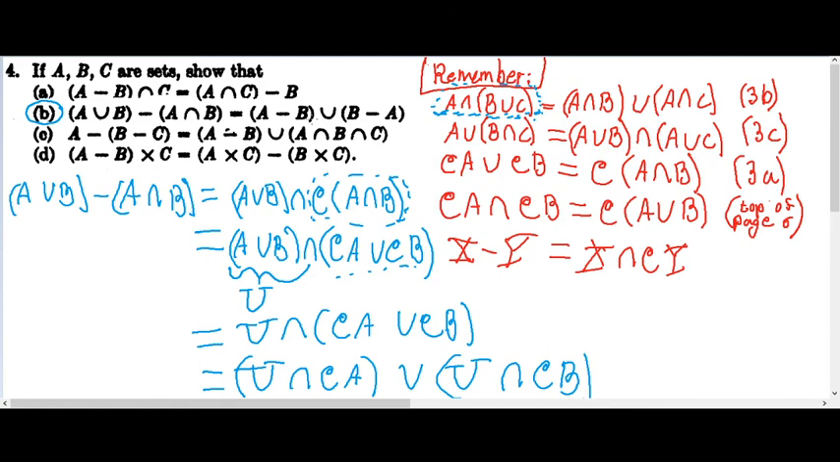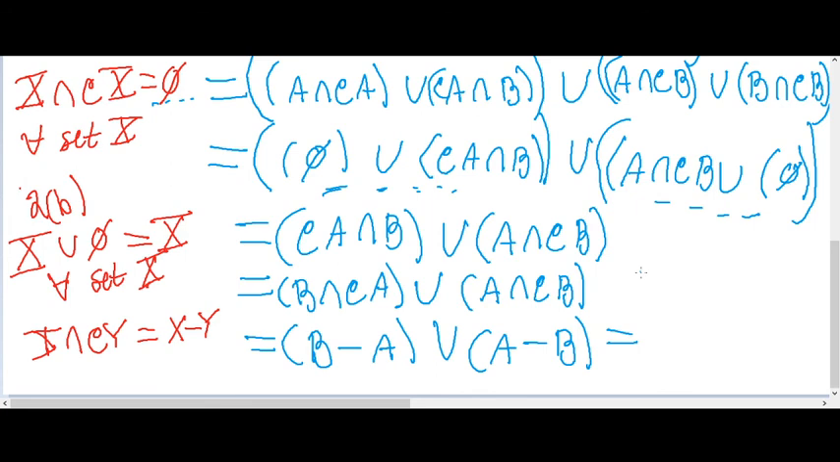And we're done here. I could say one more thing. Unions are also commutative, and I'll leave that proof to you. X union Y is the same as Y union X. So we can write that this is equal to A minus B union B minus A. And we're done.